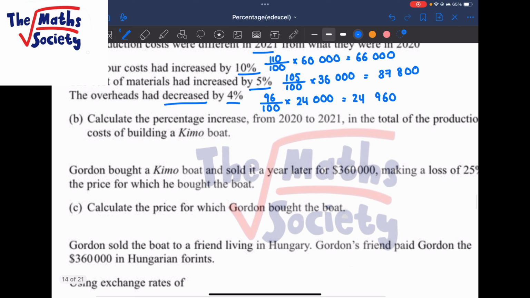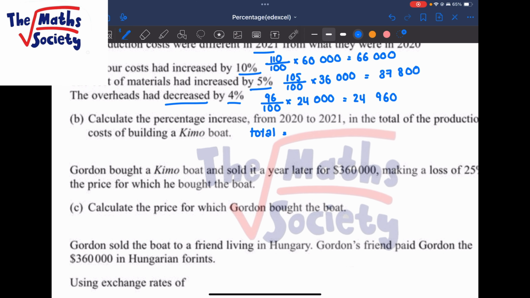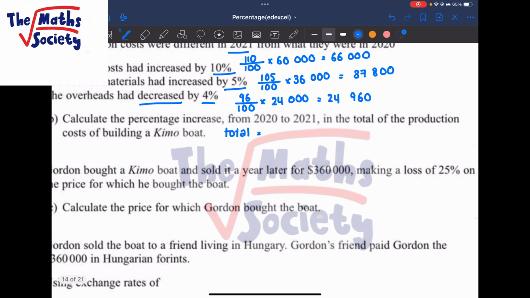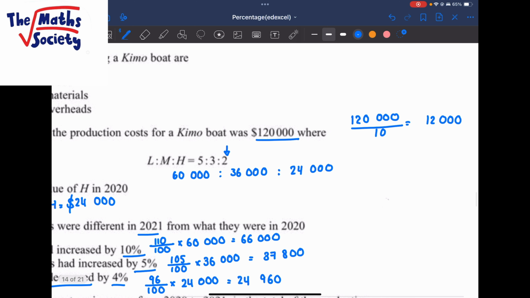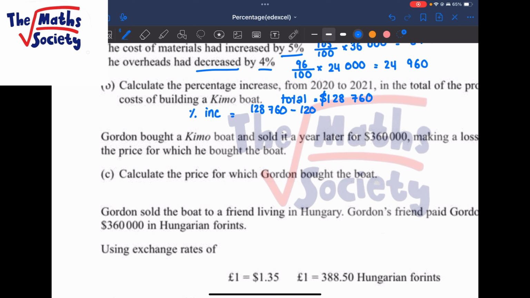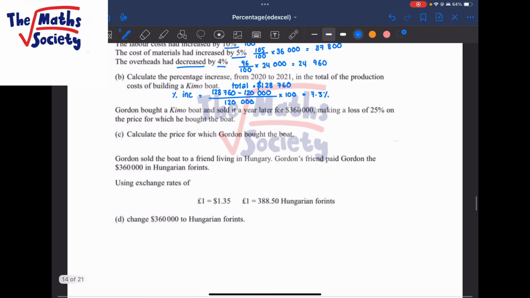So we want to know the percentage increase. So we need to get the total of all these first. I'm not going to write it because it's such a small space, but the total should be $128,760. So for the percentage increase, that's 128,760 minus the original price of 120,000, divided by 120,000, multiplied by 100. That will give you an answer of 7.3% increase from 2020 to 2021.